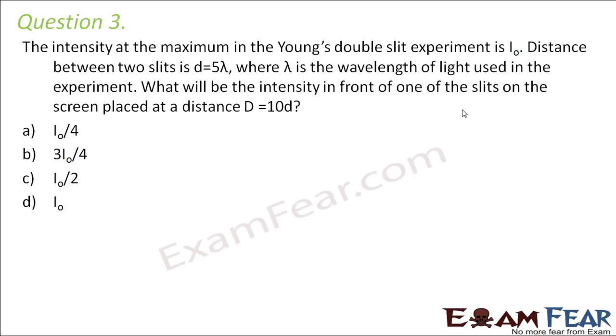Let us draw a rough diagram to quickly remember the setup of the Young's double slit experiment. Here you have two slits. Let's call this S1, this is S2. And here you have the screen. Perfect. On the screen, you get alternate dark and bright bands like this.